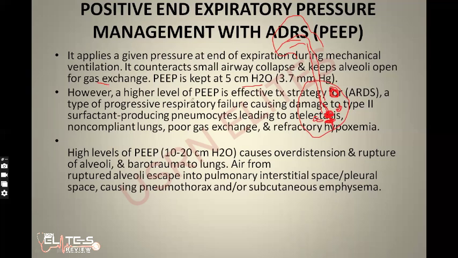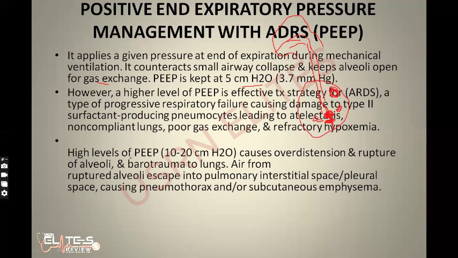However, a higher level of PEEP is an effective treatment strategy for ARDS, a type of progressive respiratory failure causing damage to type 2 surfactant-producing pneumocytes, leading to atelectasis, the lung collapse we are talking about, non-compliant lungs, poor gas exchange, and refractory hypoxemia. Because all of these things will happen when your lungs are collapsed.